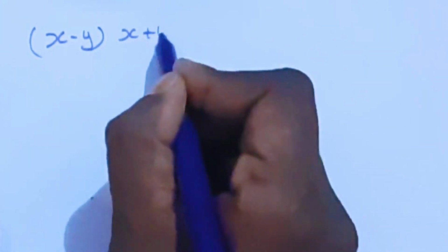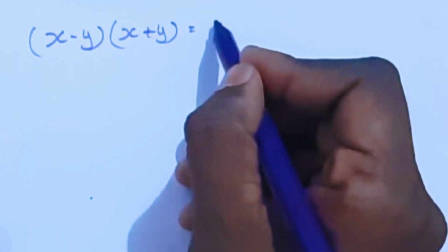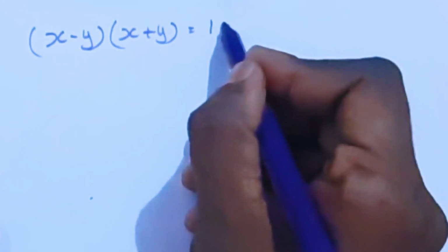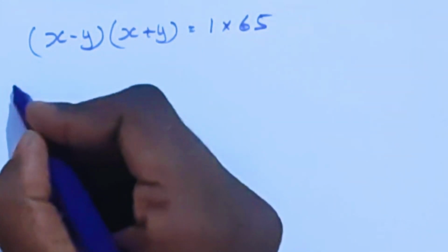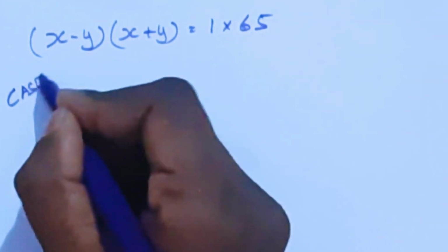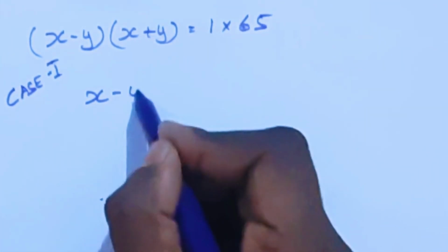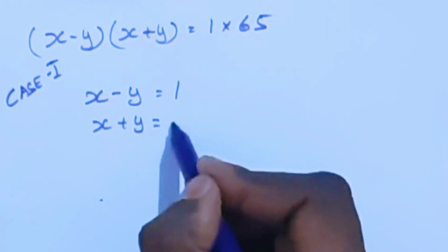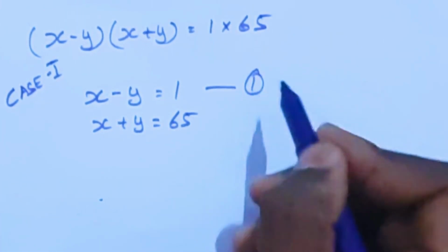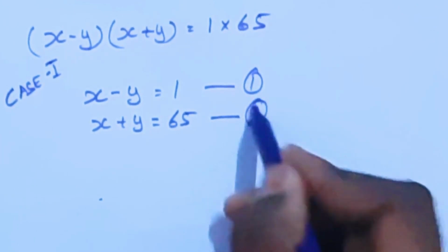So we'll get (x minus y)(x plus y) equal to, from case 1, 1 times 65. So this is case 1. So x minus y equal to 1, x plus y equal to 65. This is equation 1, this is equation 2.